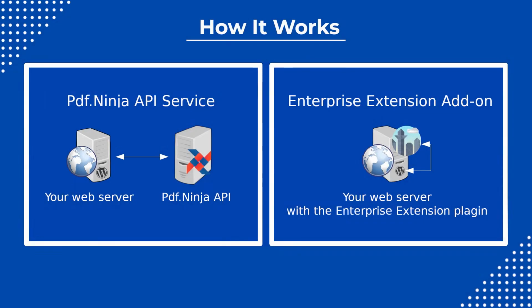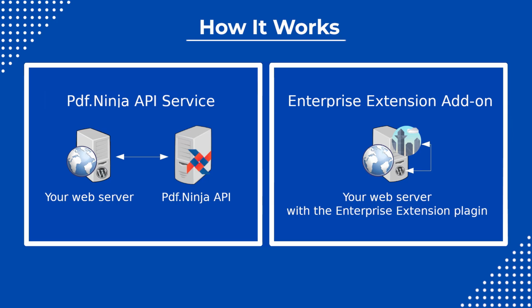How the PDF Forms Filler for Contact Form 7 plugin works. All PDF operations are done using one of the available services. There are two PDF services that can be used. By default, the plugin uses the PDF.Ninja API to perform PDF operations. Your PDF files are uploaded and temporarily cached on the API server, then filled on demand and downloaded back to your web server before being attached to Contact Form 7 email messages.